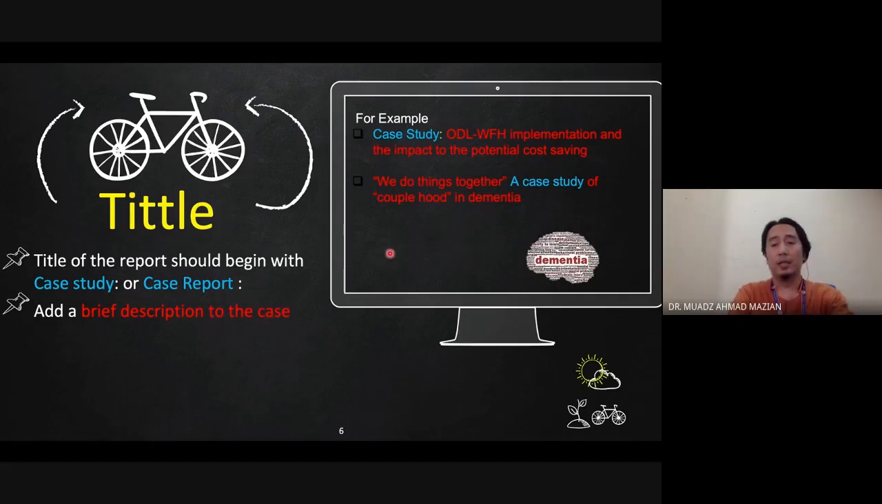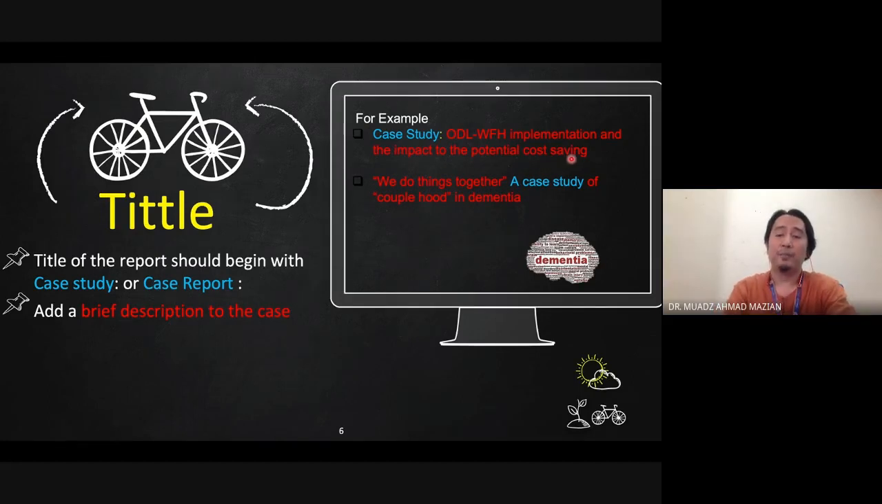Okay, so here I bring some examples of case studies. Alright, case study, this is example number 1. So example number 1 is basically my group, because we have a few members in the group who conducted an experiment, a case study. So we came up with this case study report. Our case study is ODL, Open Distance Learning, work from home implementations and the impacts to the potential cost saving.